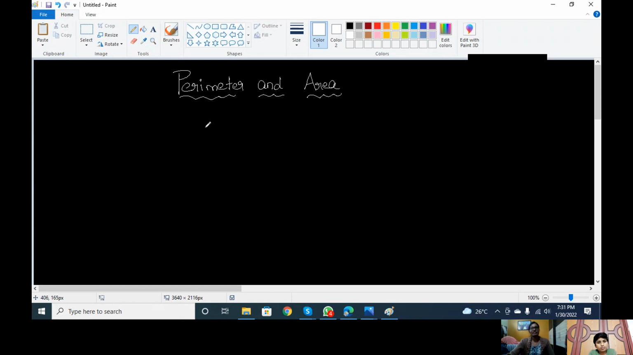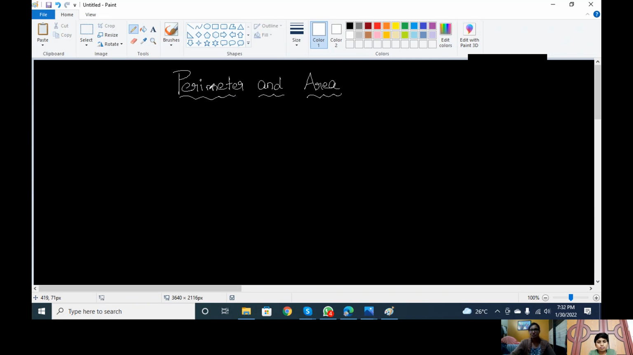Here's our board. First of all, I kept a heading perimeter and area. In previous classes, you heard and did many sums about the perimeter and area. Of course, this is not new, but a few more shapes I have included in grade 7. First of all, this is a perimeter.